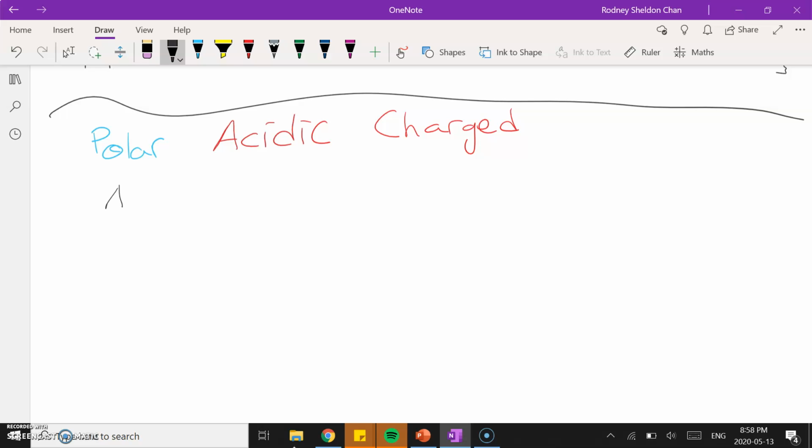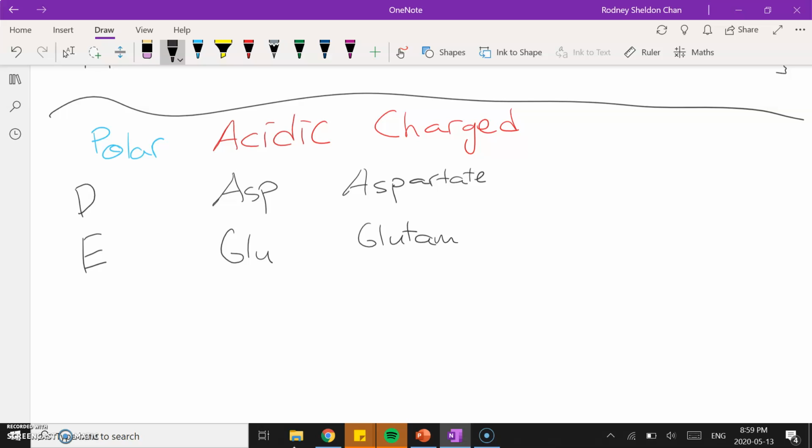Aspartic acid. That's going to be the letters. It's like alphabetical. Think of something funny here, like a dry emu. We're going to do ASP and then GLU. Aspartate, glutamate, or aspartic acid and glutamic acid.